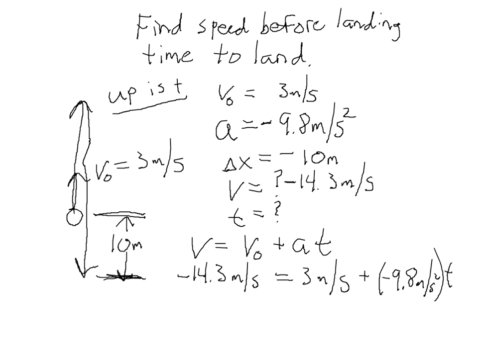I need to subtract 3 meters per second from both sides. That gives me minus 17.3 meters per second equals minus 9.8 meters per second squared times t. You need to divide both sides by negative 9.8 to get t by itself. So we'll do that on the calculator. We have 17.3 divided by 9.8, and that gives us about 1.77 seconds.